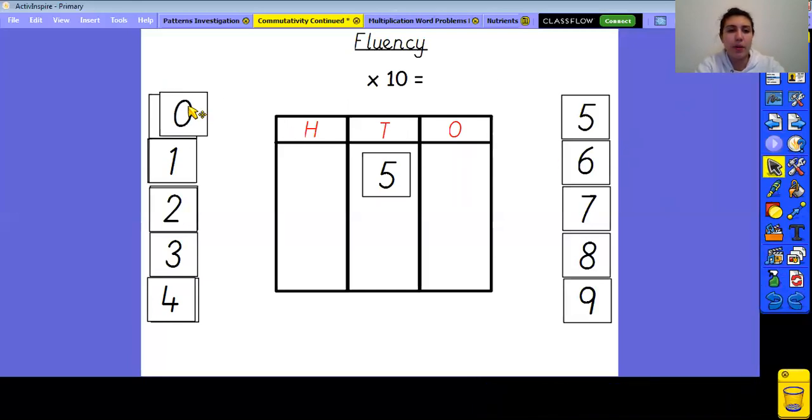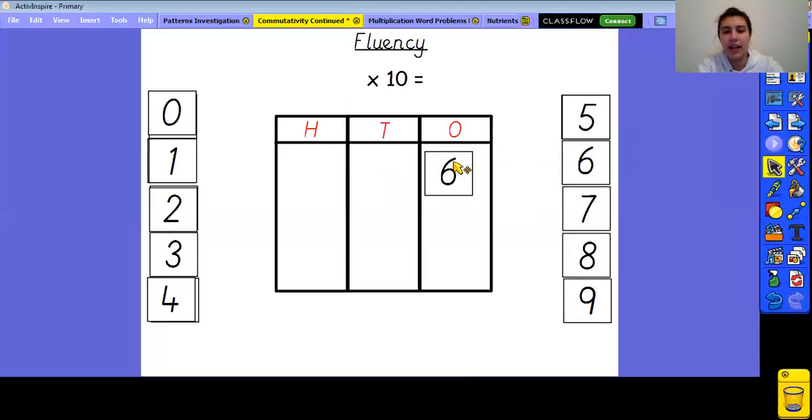What I'm going to do now is I'm going to put the number 6 in there. And I would like you to pause the video and have a go at working out what would happen to our number 6 when we times it by 10.